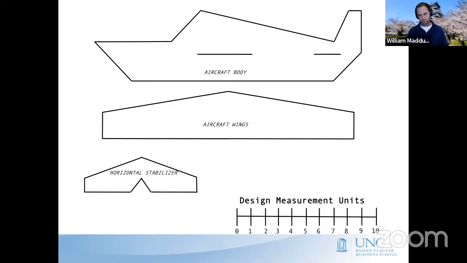Usually participants are pretty creative about this. They come up with a grid system. They think about exactly how long to make it. But what they don't realize is that the design measurement unit, which is given at the bottom of both sets of roles, is actually different across the design team and the manufacturing team.